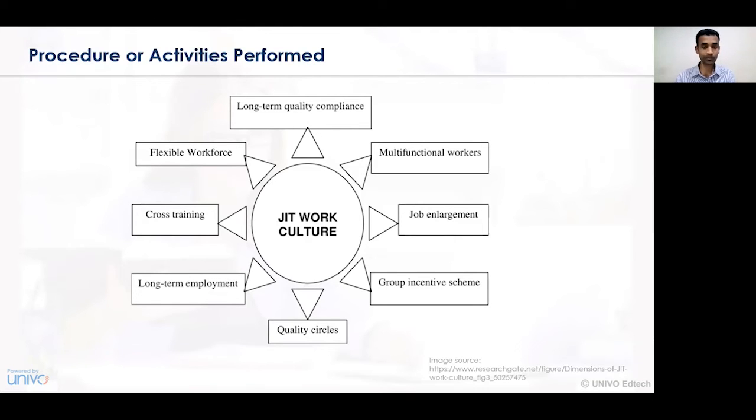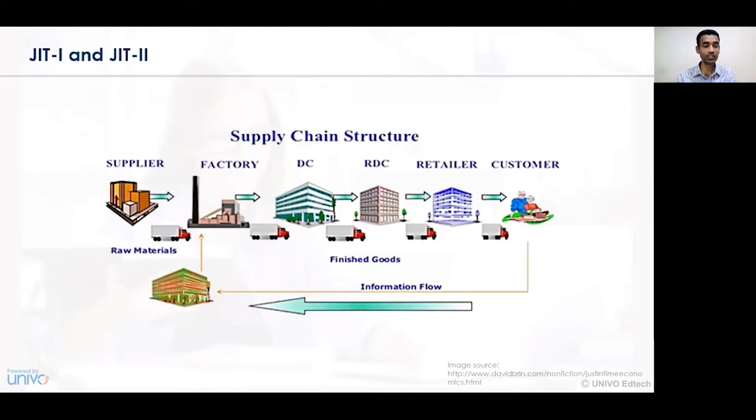Now let's understand the concept of JIT1 and JIT2 with respect to supply chain structure. In a supply chain structure, we have a particular supplier of materials who has been providing or sourcing certain goods and services. The goods or the raw materials that are required are transported and shipped from one location to another location.